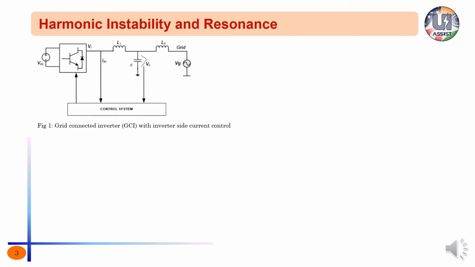Now, let us understand these two phenomena. For that, a grid-tied inverter operating in current control mode is considered, as shown in figure 1. Notice that current through inductor L1 is controlled here. Some simple assumptions are made here to understand the concepts theoretically.